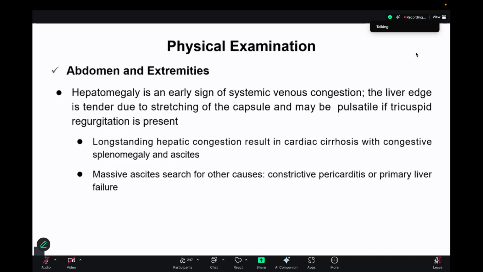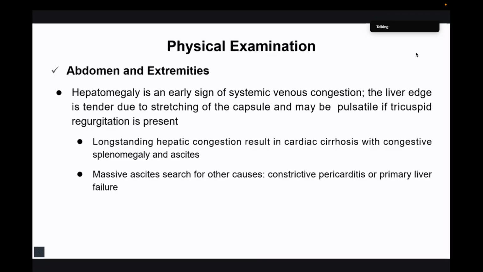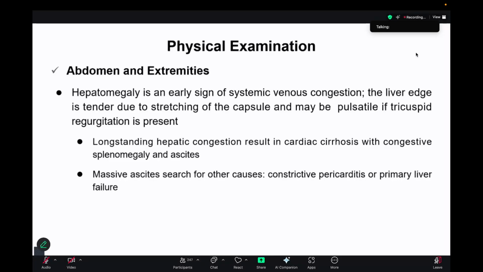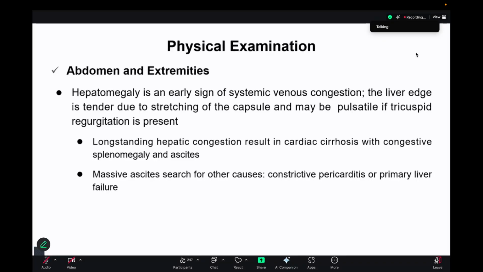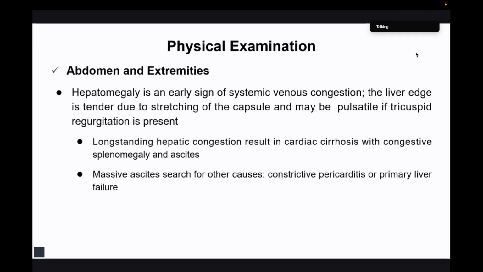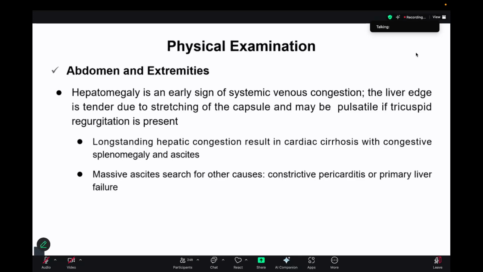Long-standing hepatic congestion results in cardiac cirrhosis with congestive splenomegaly and ascites. If a patient with heart failure presents with massive ascites, you should still investigate for other causes such as the presence of constrictive pericarditis or a primary liver failure.